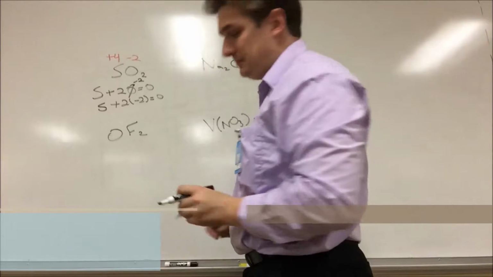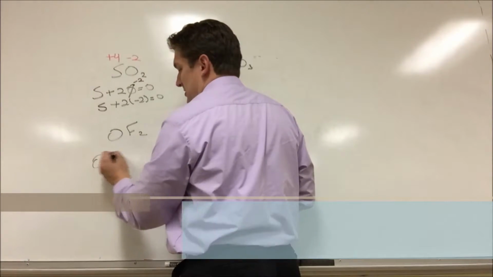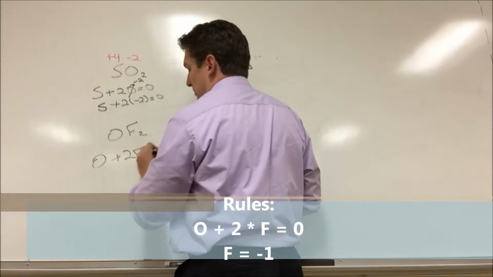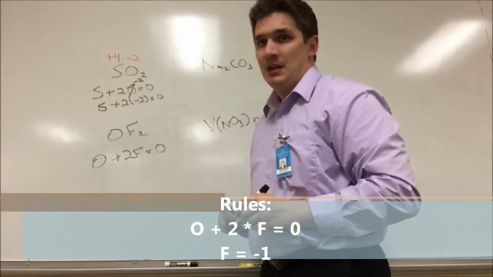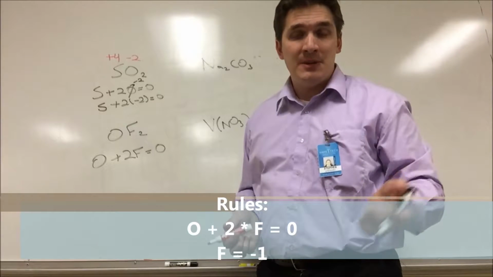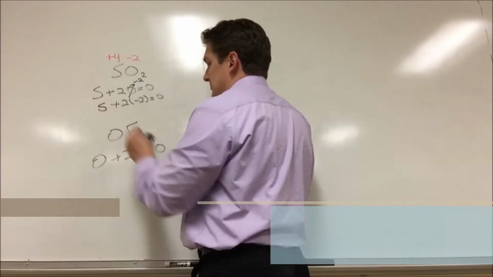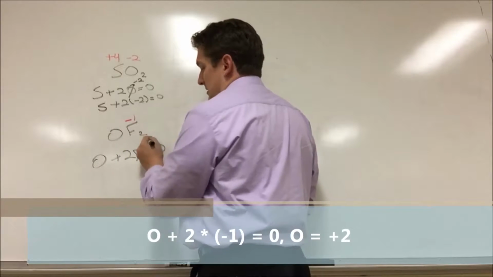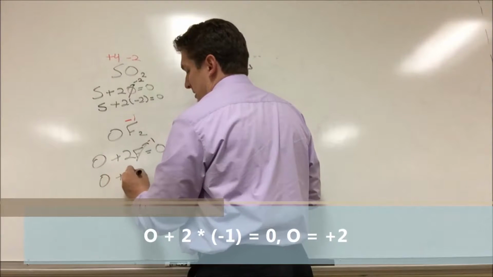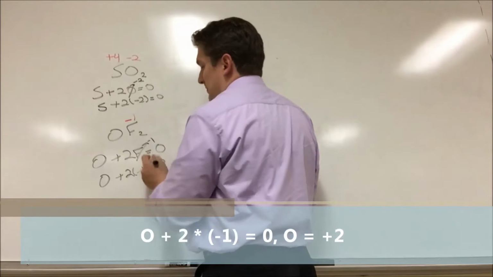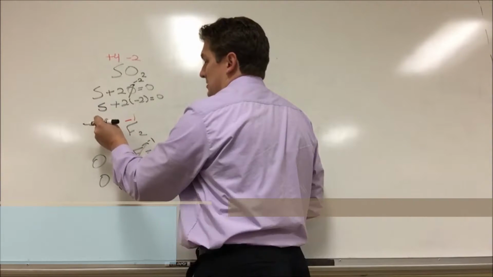How about OF2? The charge on oxygen plus twice the charge on fluorine has to equal 0. Now for fluorine, we have a rule: fluorine has to be -1 if it's in any compound. So we're going to put a -1 charge for fluorine. This tells us that the charge on oxygen plus twice the charge of fluorine should give us 0. So in this case, oxygen is going to be +2.